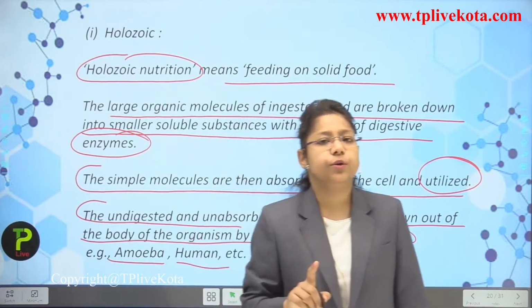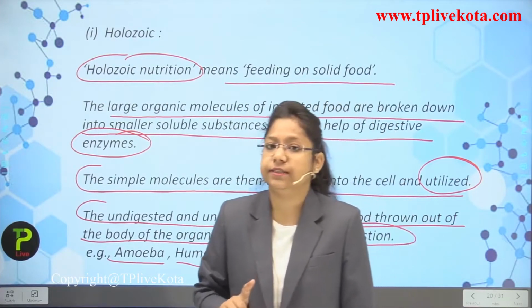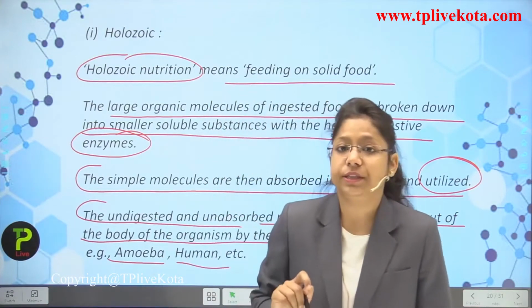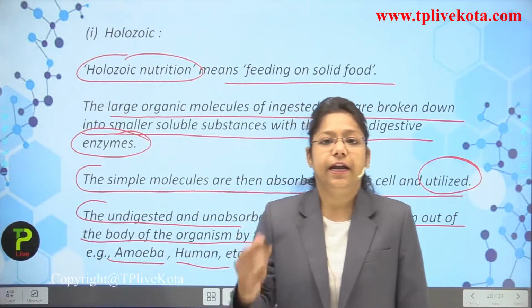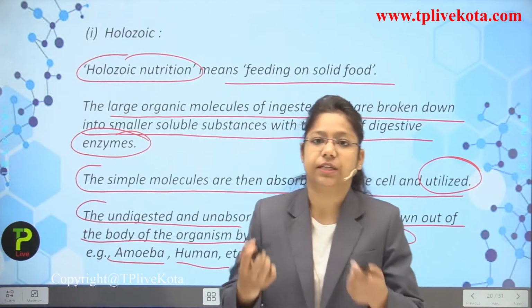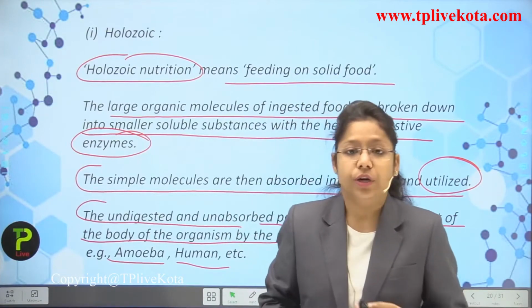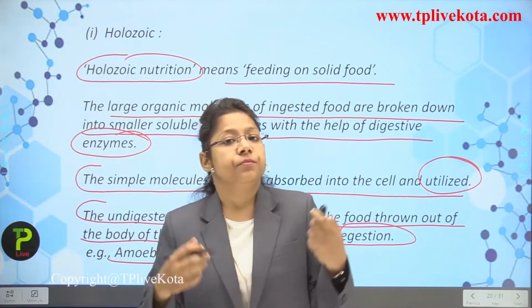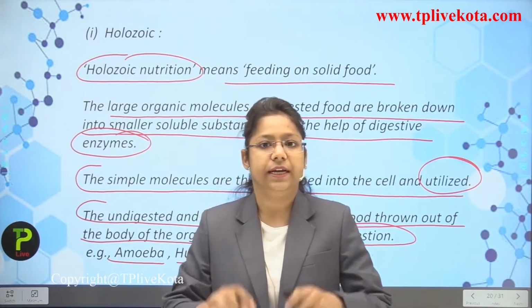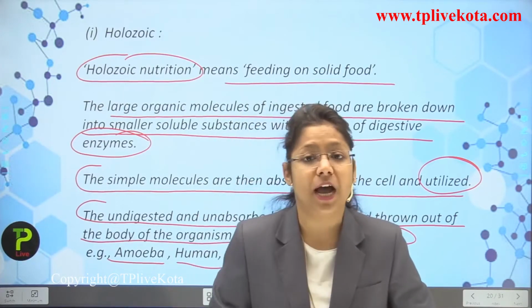Now, I want to tell you the example of amoeba. Actually, it is a unicellular organism which does not have a fixed shape. But the good thing about amoeba is that it follows the holozoic mode of nutrition. What happens? It just engulfs the food, and after engulfing, if the body of amoeba does not require more amount of food, then it will be excreted out from the body.